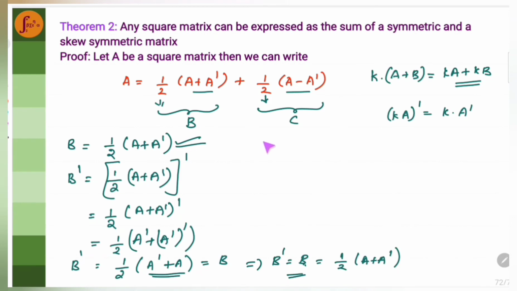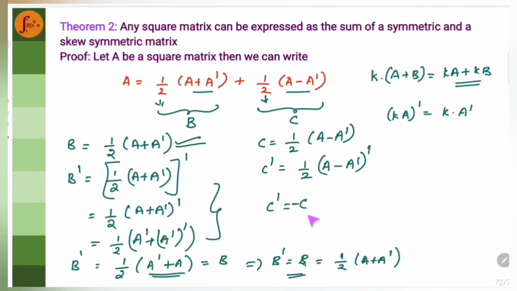Same way, we can take C is equal to half into (A minus A transpose). Now apply transpose on both the sides. You will get half into (A minus A transpose), right? Following the same steps, finally you will get C transpose is equal to minus C. Only difference between theorem 1 and theorem 2 is that there is half here. So even though there is half here, still this entire thing is symmetric matrix and this entire thing is skew symmetric matrix.